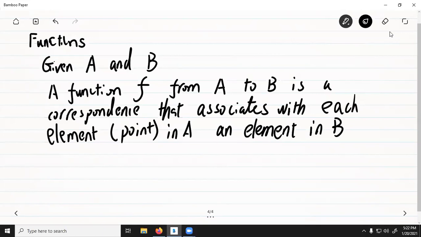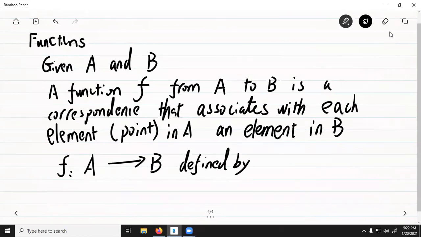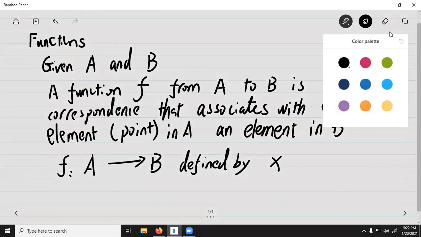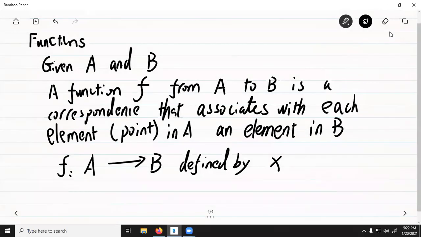We denote this function, sometimes we write it this way, f is from A to B, which is defined by: if x is an element in A, this function f will have a corresponding element, which is called f of x, in B. Defined this way, f will map x to an element f of x in B. So this x is in A and this f of x is in B.